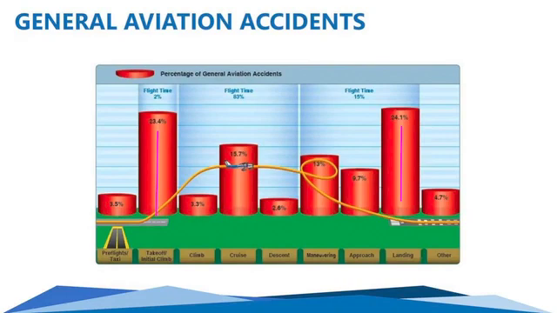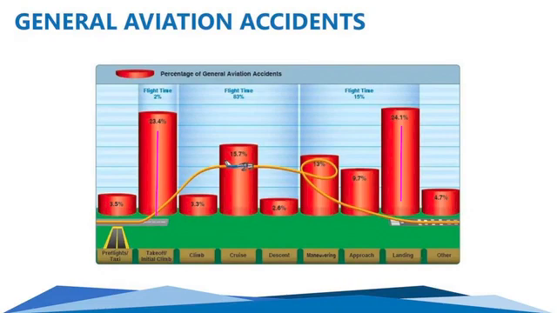Very few accidents are really in the actual flight time. So when we look at it, we're trying to figure out how we actually make aviation safer. General aviation accidents make up a majority of the accidents, over 50%, but it still does occur in the commercial world as well.